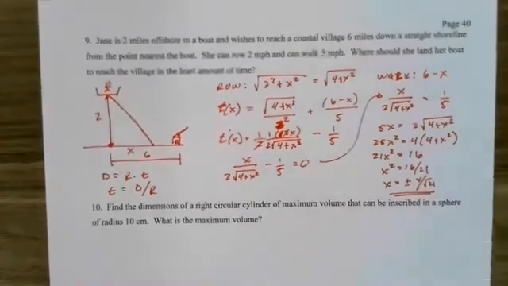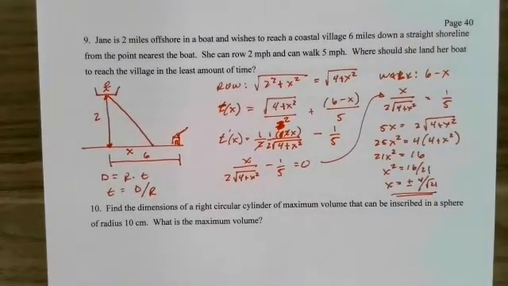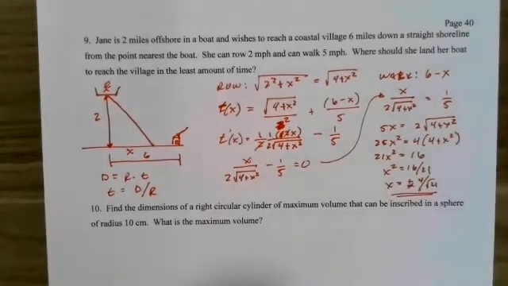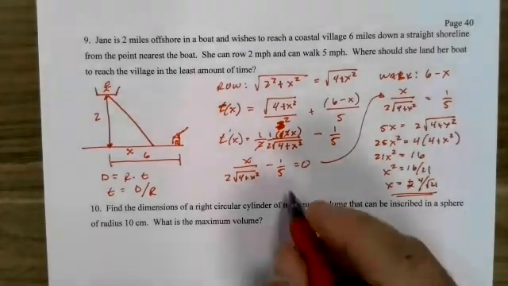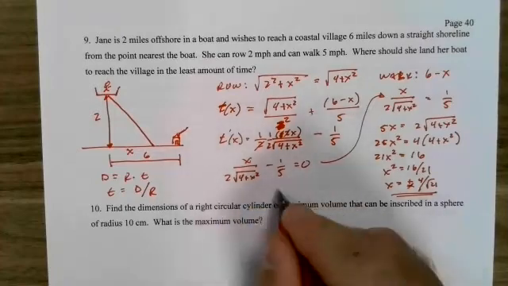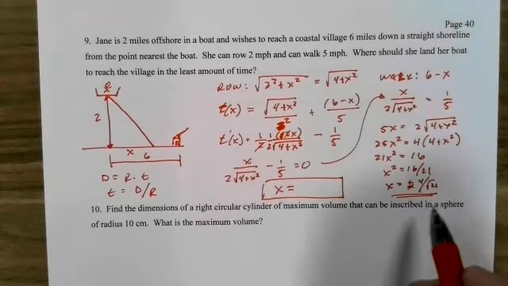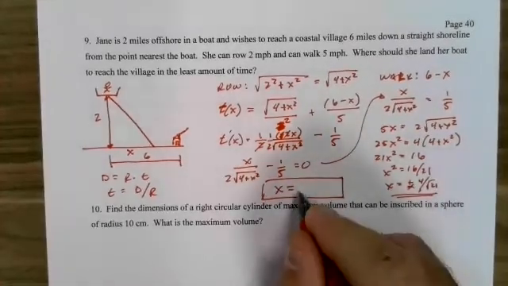I have no idea what just happened. Where should she land her boat? Well, I got the x. There it is. So we get rid of the negative one because we don't need it. So x equals, calculator, 0.873.